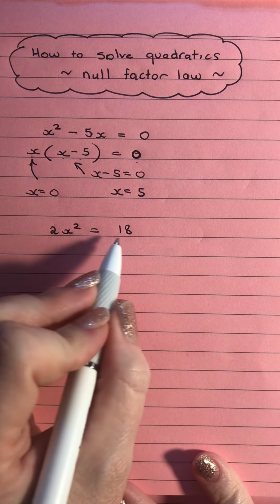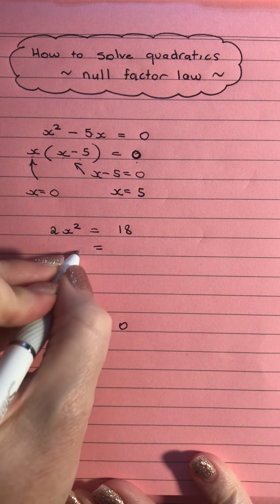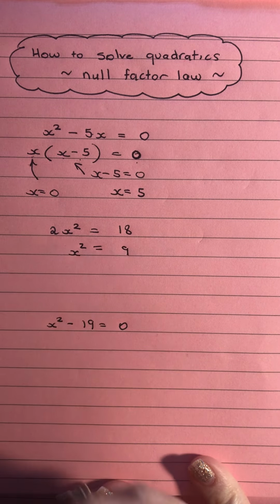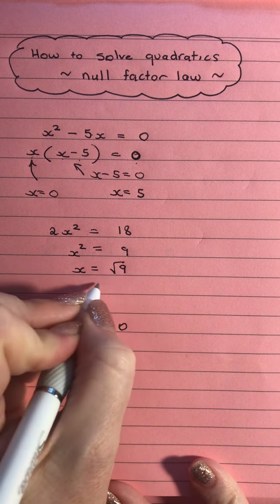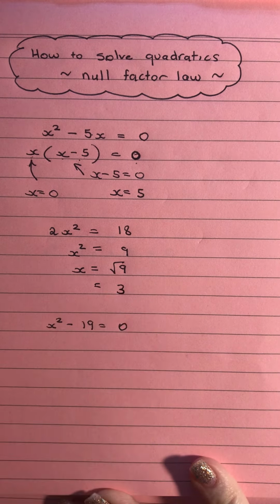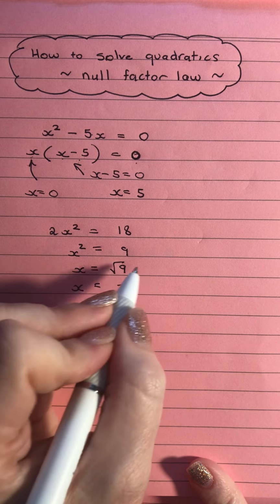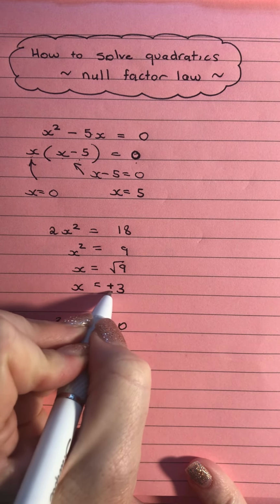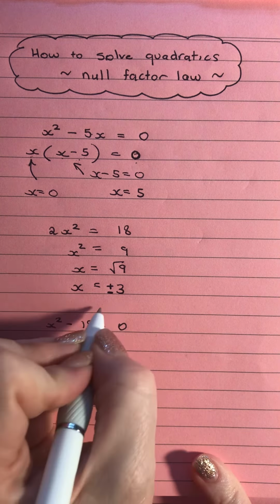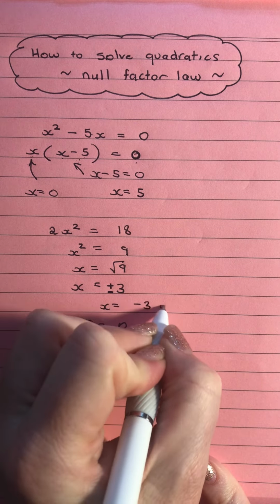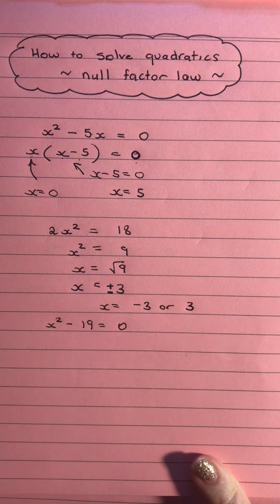Here we have 2x squared equals 18. So first step, I can divide by 2. X squared equals 9. Then I can say x is going to be the square root of 9, which is 3. But I do need to remember that when I do the square root of a number, it can be plus or minus, because negative 3 squared can equal positive 9 and 3 squared can equal positive 9. So x is equal to negative 3 or positive 3.